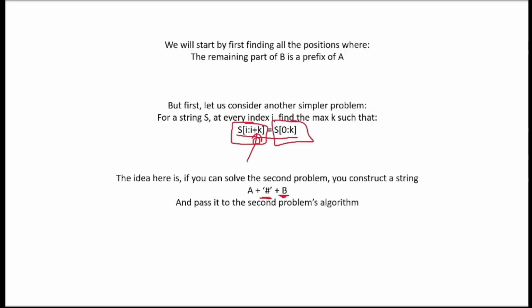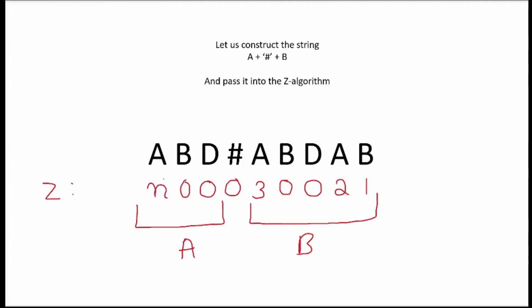Remember in the beginning, we had talked about all these problems. Okay, now we are done with this second problem, and now we need to use this to solve the first problem again, right? So the idea is we construct the string A plus hash plus B. So let's go to an example so we can understand it.